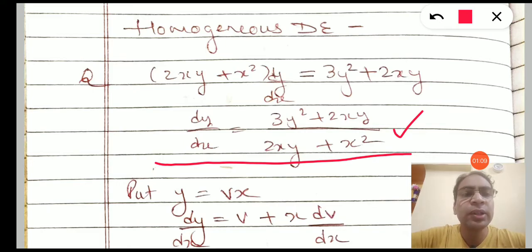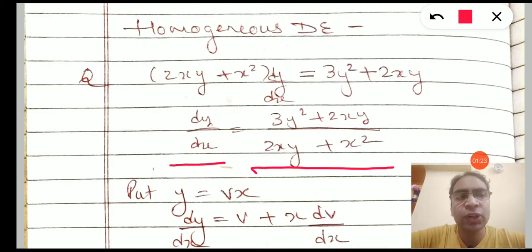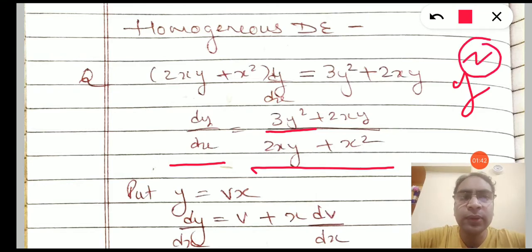So let's check whether this is a homogeneous differential equation or not. As we can see, this equation is written where the left hand side is only dy by dx, and on the right hand side we have all the terms in the fraction format. Now let's check the degrees of all the terms. The first term is 3y square. The degree of the term is the power of the variable, which is y square. So the degree is 2 for the first term.